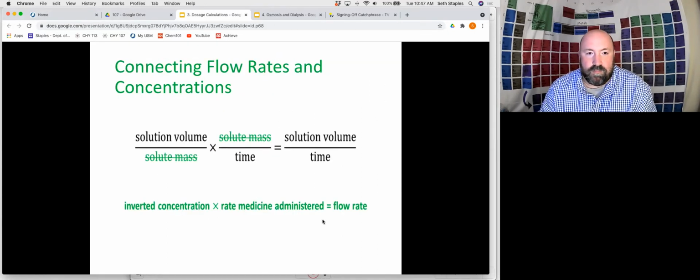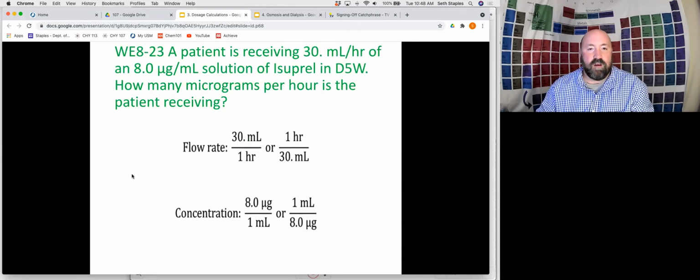Inverted concentration: if we take our volume over our mass and multiply that by the rate that the medicine's administered, that equals our flow rate. And we can see an example here. A patient receiving 30 milliliters per hour of an 8 microgram per milliliter solution. We want to know how many micrograms per hour the patient is actually receiving.